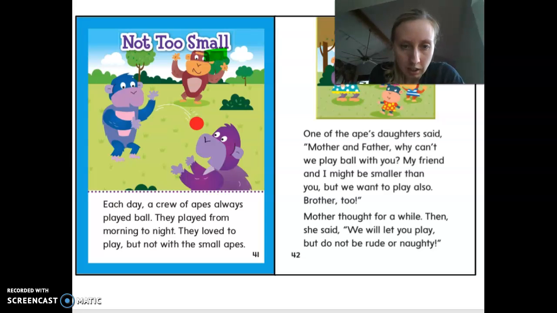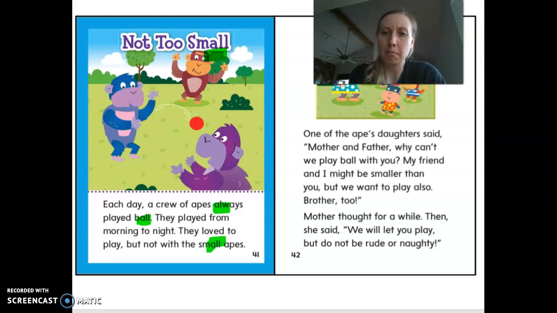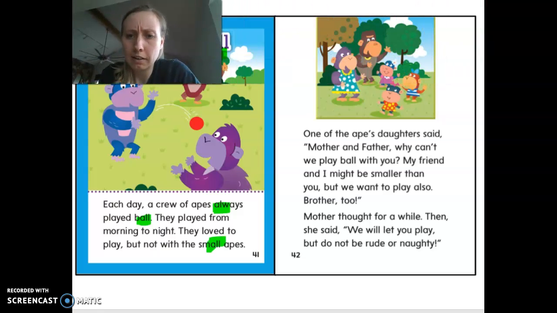Not too small. Each day a crew of apes always played ball. They played from morning to night. They loved to play, but not with the small apes. One of the ape's daughters said, "Mother and Father, why can't we play ball with you?